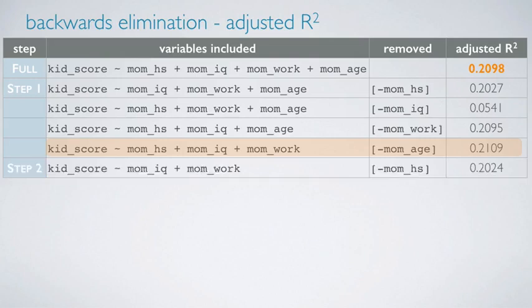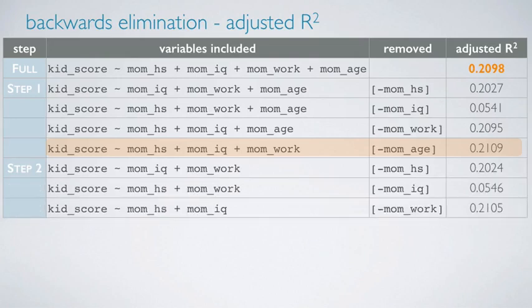Next, we move on to the second step, where we once again try removing each one of the variables one at a time, and we can see that none of these options actually yield an increased adjusted r-squared. Therefore, our final result is going to be the model that predicts kids' cognitive test score from mom's high school status, mom's IQ, and the work status of the mother.